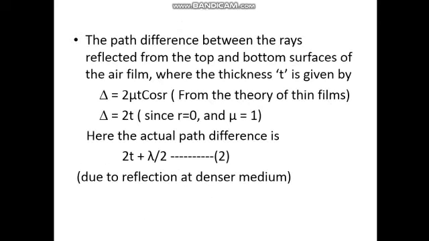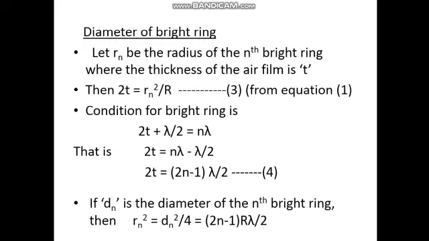The path difference between the rays reflected from the top and bottom surface of the air film, where the thickness is t, is given by delta is equal to 2 mu t cos r. Here delta is equal to 2 mu t because r is equal to 0 for normal incidence and mu is equal to 1 for air film. Here the actual path difference is equal to 2t plus lambda by 2, where lambda by 2 is introduced due to reflection of light at the surface of the denser medium.